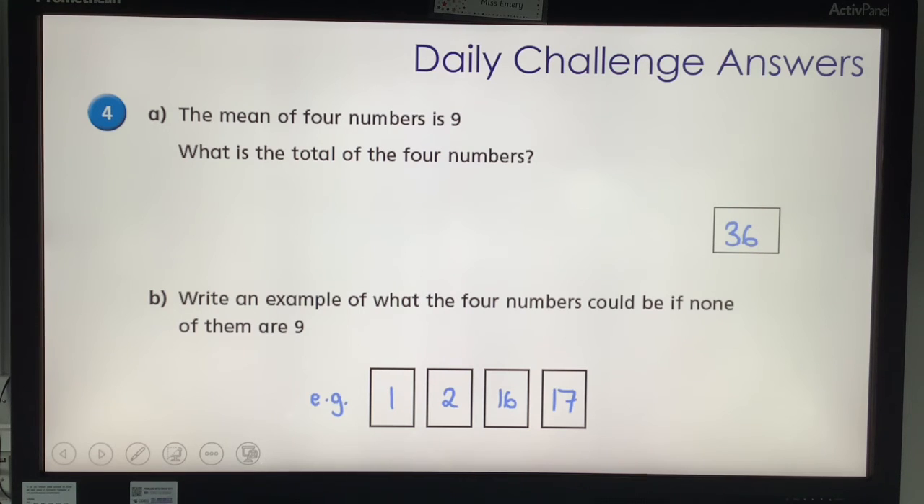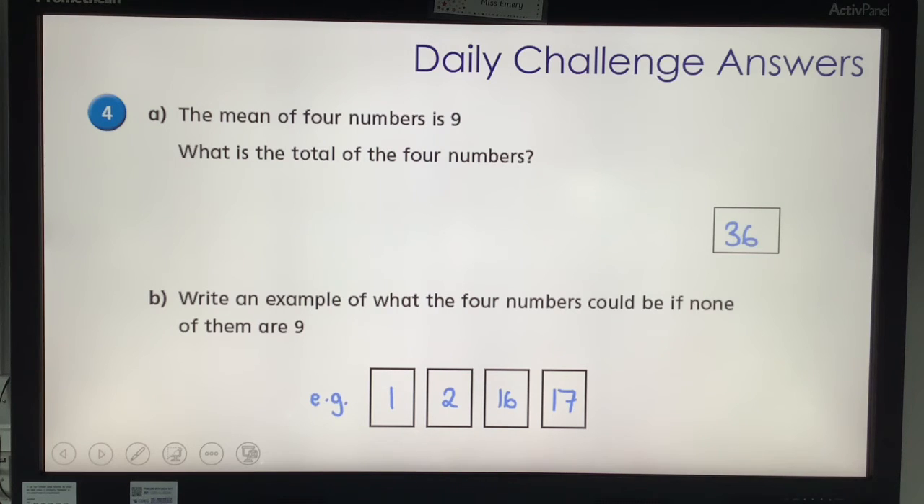Then, write an example of what 4 numbers could have been if none of them are 9. Well, 1, 2, 16 and 17 add up to 36, so it could have been those. But there are many more. As long as they added up to 36, and there were 4 of them, then the answer is right.